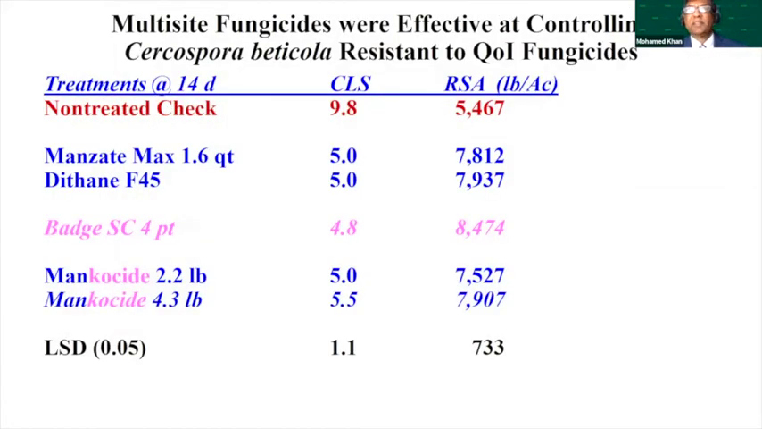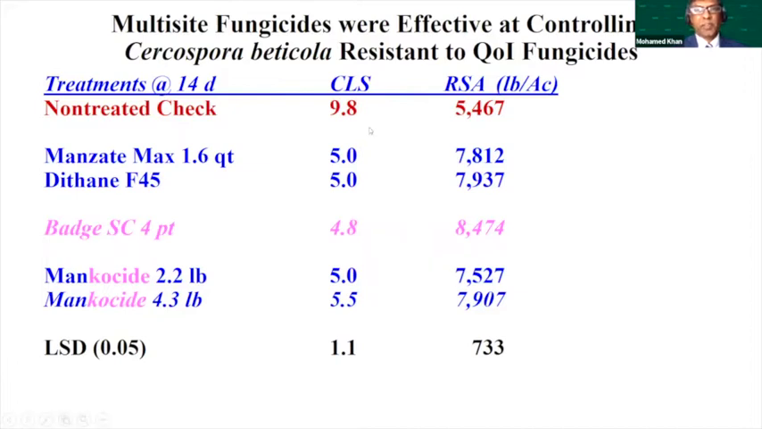Now, is there anything else we can use? Because if tin is working very well and the triazoles are not working so well, we need to mix those with something else. What can we use? We're saying use the multi-site. Tin is also considered a multi-site. The triazoles and the strobilurins or the QoIs are considered site-specific.